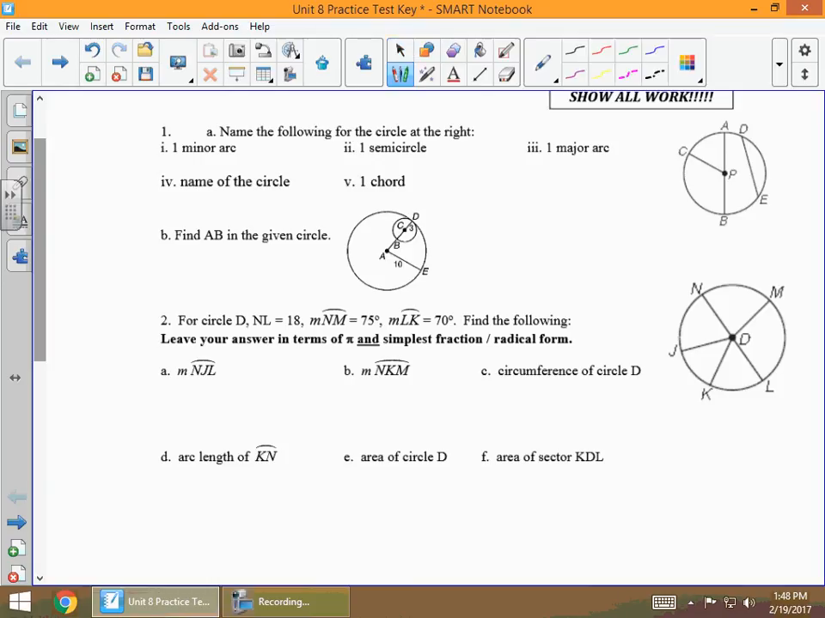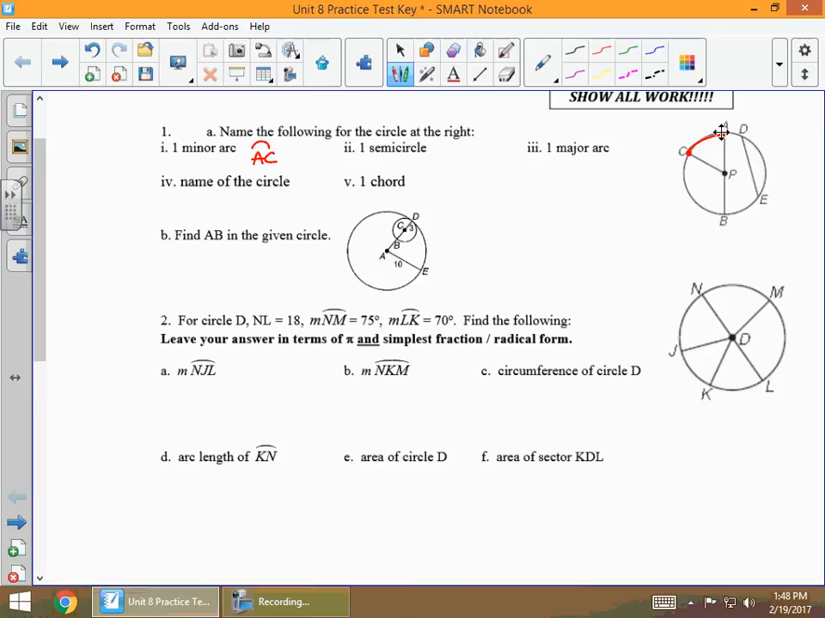So let's take a look at part A, and I'm using the figure off to the right, and it wants me to name a minor arc. Remember, a minor arc is named with any 2 points, and it has to be less than 180 degrees. So a real easy one here is this little arc from A to C right there. And that arc I could call AC.